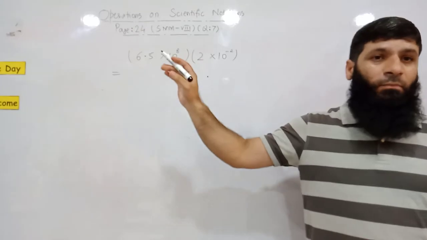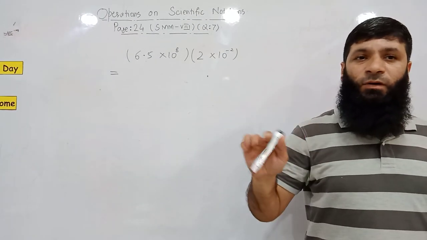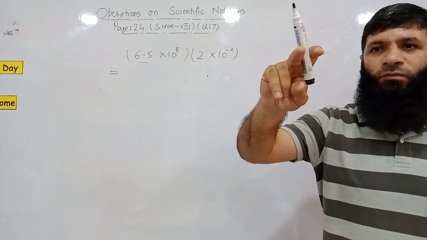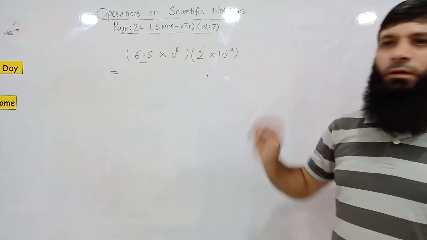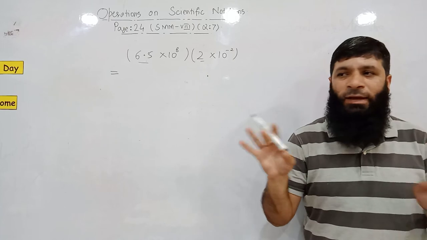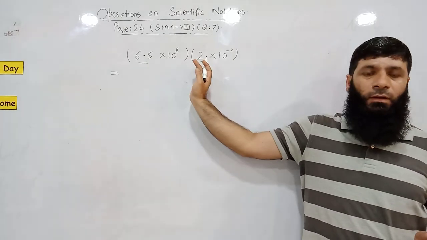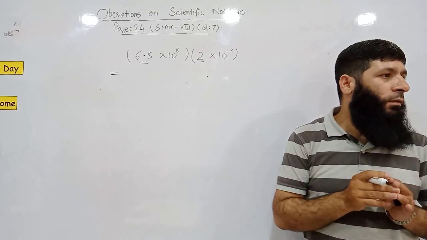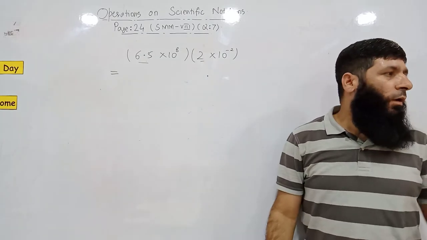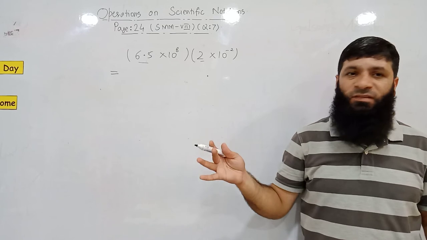Either you have a number with 10 power or you have some numbers without 10. Look at these two numbers, 6.5 and 2. These two numbers are without 10. You don't have any power of 10 with this 6.5 and 2. I'm trying to tell you that in case of operations on scientific notation, you will operate the numbers without 10 separately and the numbers with 10 separately.